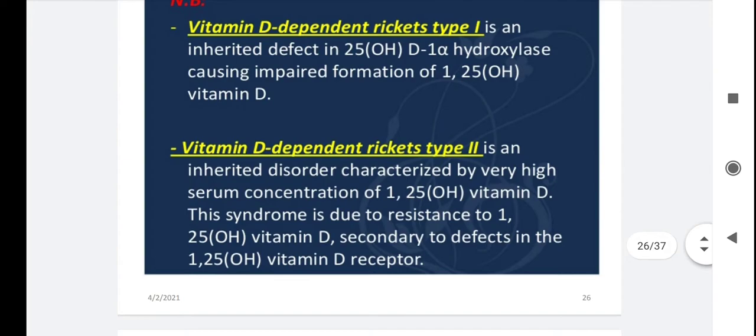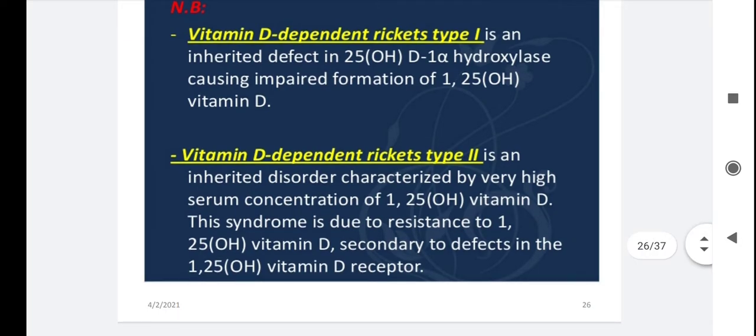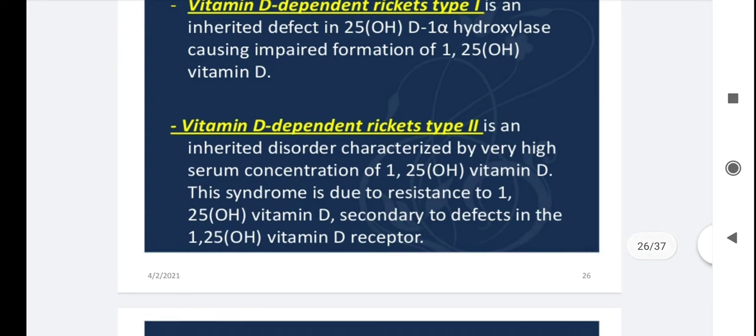الريكيتس ممكن يكون في منه نوعين. Vitamin D dependent rickets type 1 is an inherited defect in 25 hydroxy vitamin D 1 alpha hydroxylase causing impaired formation of 1,25 hydroxy vitamin D, or vitamin D dependent rickets type 2 is an inherited disorder characterized by very high serum concentration of 1,25 hydroxy vitamin D.